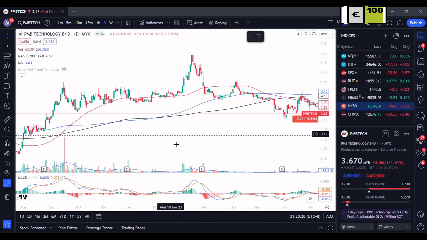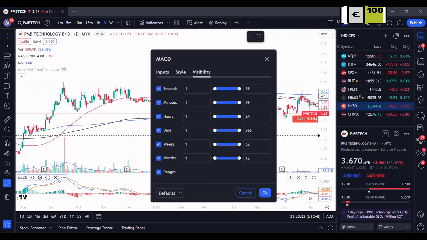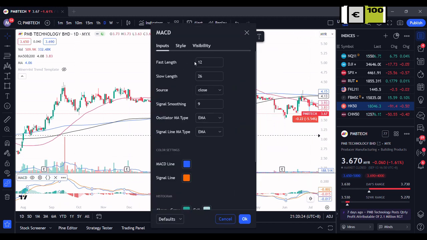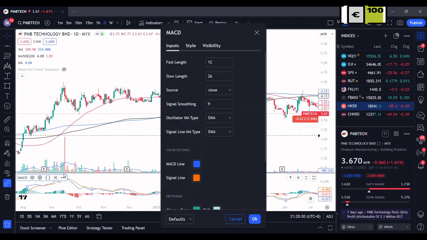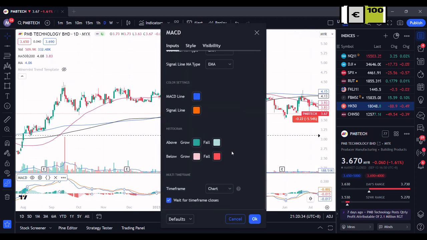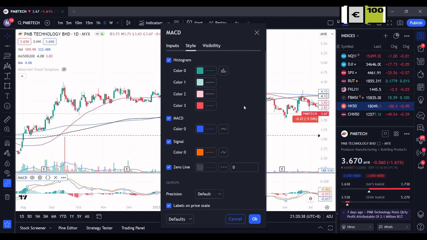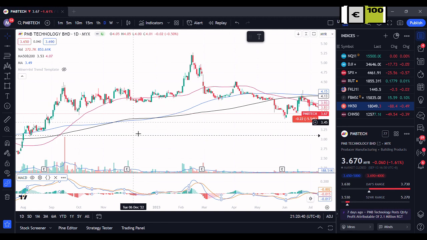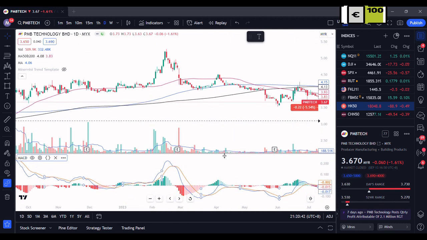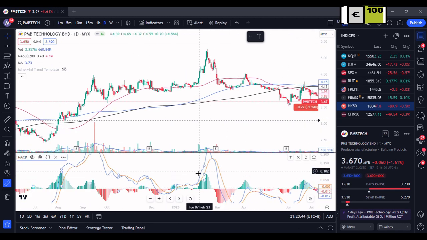If you go over to the settings of MACD, you see in the inputs that the fast length is 12 and the slow length is 26. So the fast one is 12 days, and the other one is 26, which is the slow one. Looking here, we'll just do a back test, so that it's easy for you to understand.